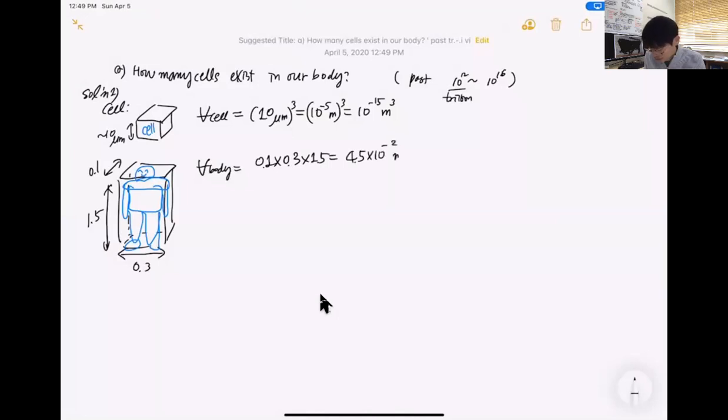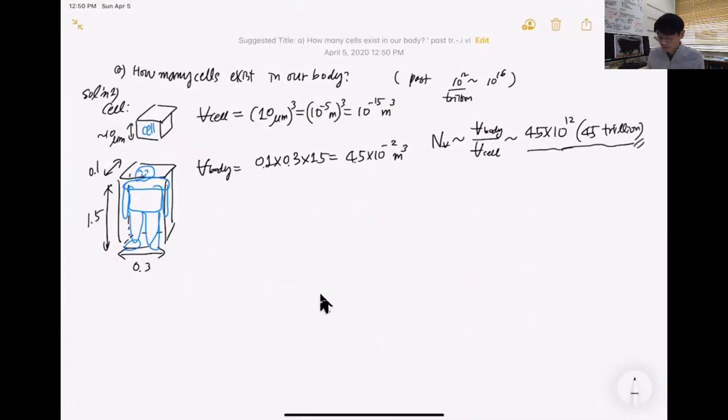2 cubic meter. So from here, we can have a rough estimate: the number of cells is the volume of the body divided by the volume of a cell, which is about 45 times 10 to the 12, or 45 trillion. Okay, that's a good number to start with.